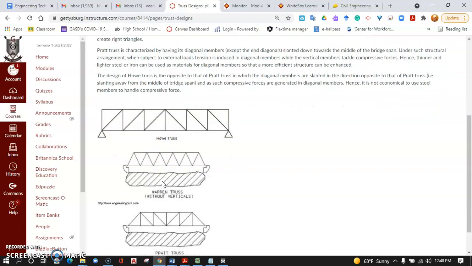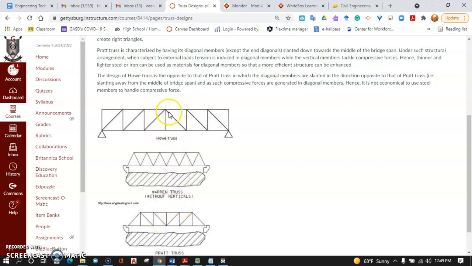The Pratt truss is characterized by having diagonals that slant towards the center of the bridge. And because of that, the diagonal members are under tension and the vertical members are under compression. And so we select materials that lend themselves well to each of those two forces. Some materials perform better under tension than they do under compression.